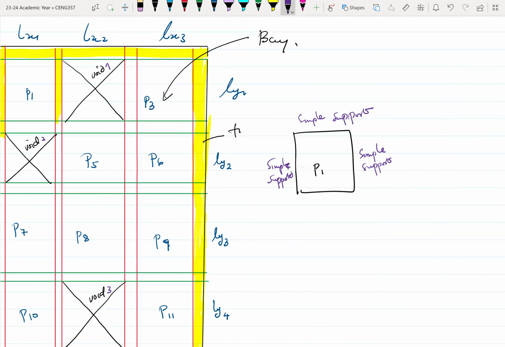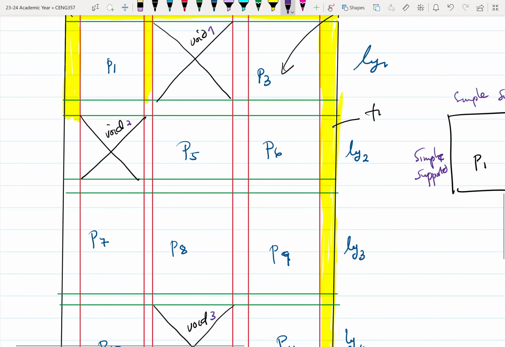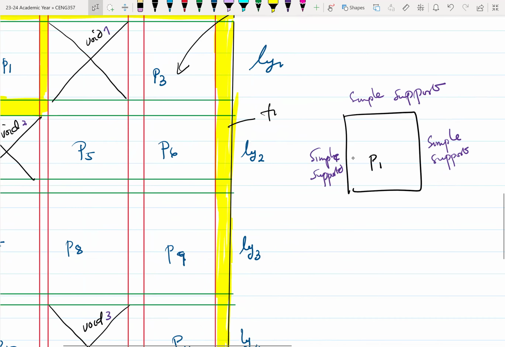All right. Then again, when you come to the side, again, because there's a void 2, it means that on this end there'll also be a simple support. Okay. So because of this, it simply means that your slab P1 is discontinuous on all sides. All the different supports at those ends are acting as simple supports.